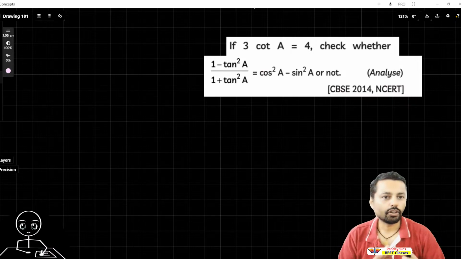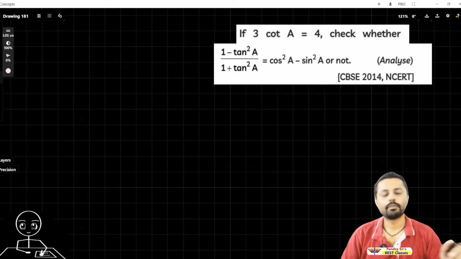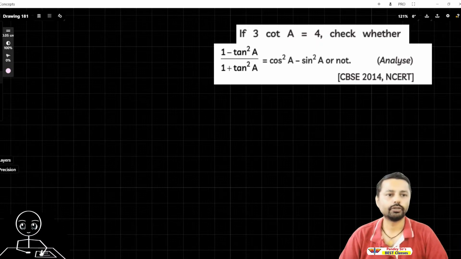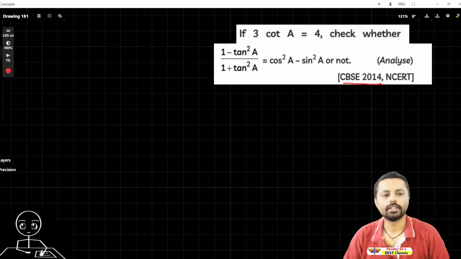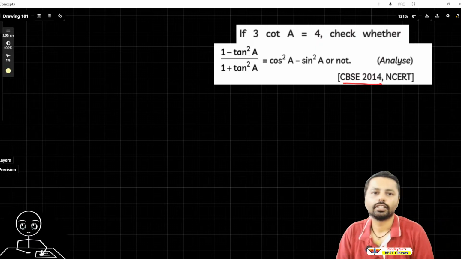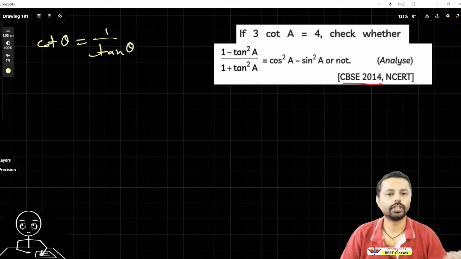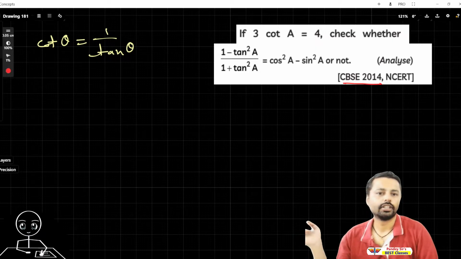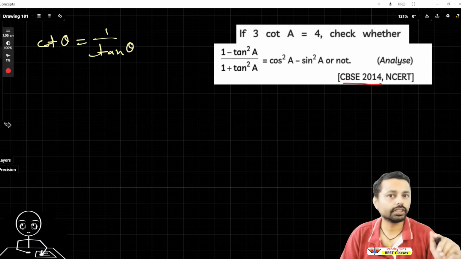If 3 cot A equals 4, check whether (1 minus tan square A) by (1 plus tan square A) is equal to cos square A minus sin square A. What is its value? Now this question might look very easy. It came in 2014, but there is a trick. You might immediately start with cot theta equal to 1 by tan theta and so on, or think of identities like 1 plus tan square theta. But you know what the trick is?